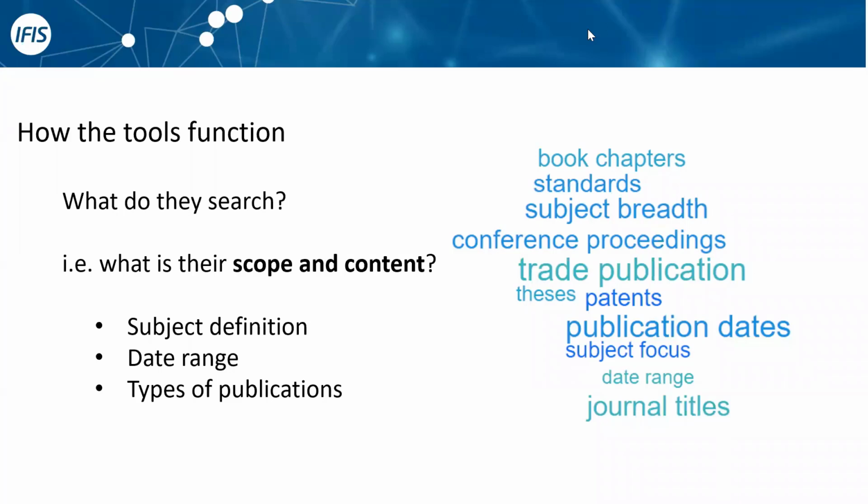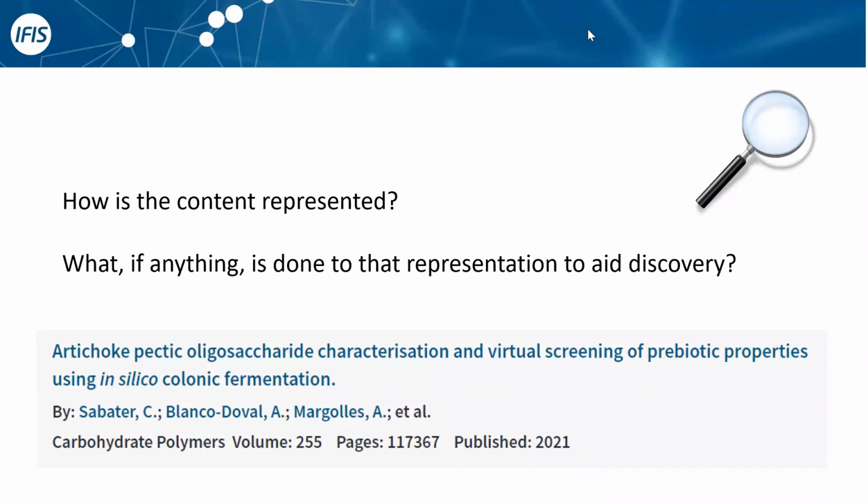So then finally, it's really helpful to think about how the content is represented. By this, I mean, when you search with the tool, what are you actually searching? What's the record that's representing that research, that journal article? What parts of it are you searching? Are you actually searching the full text of the journal article? Are you searching a record that sums it up? And what, if anything, is actually being done to that representation, to that record, to make it easier for you to discover whether it has to do with what you're looking for or not.